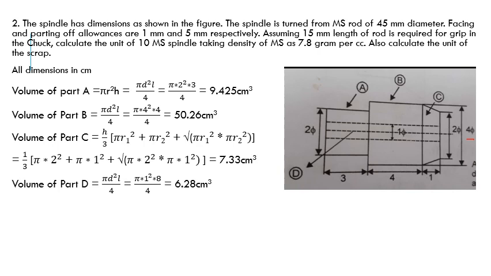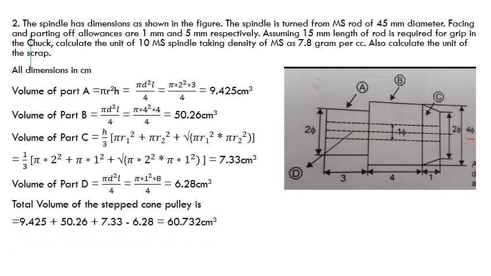Then part D, that is the hollow part. Again, I can very easily make it out. It's in the shape of a cylinder. I will use pi d squared L by 4. And I end up with 6.28 centimeter cube as the volume. Total volume of the stepped cone pulley is part A plus part B plus part C minus part D. That turns out to be 60.732 centimeter cube.